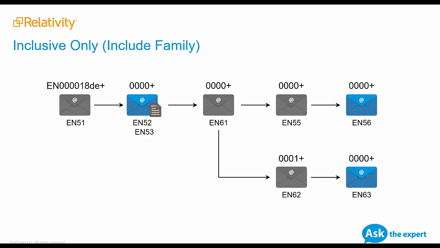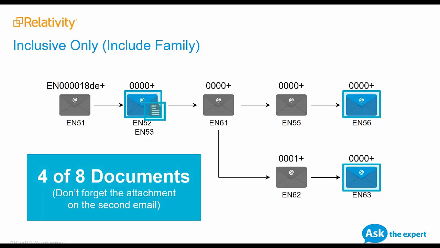All right, and so just a quick illustration. If I'm just reviewing the inclusives only, I originally have 8 items in this thread. By focusing on the inclusive non-duplicates, I'm limiting that down to the 3 emails plus that 1 attachment, for 4. So I've significantly culled down the number of documents my team needs to manually look at.